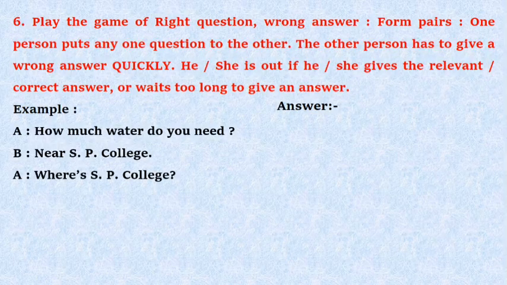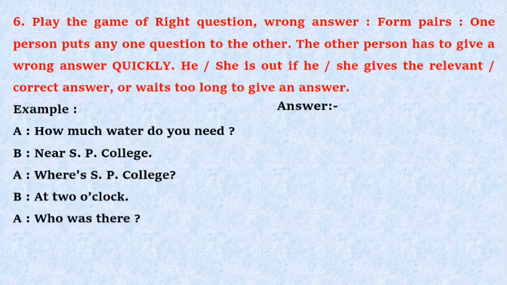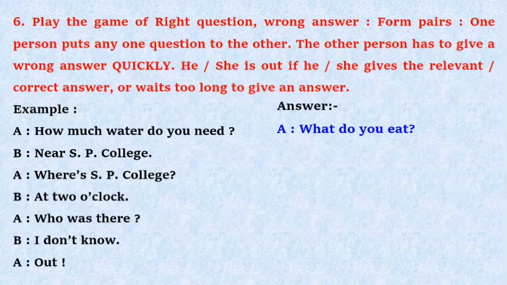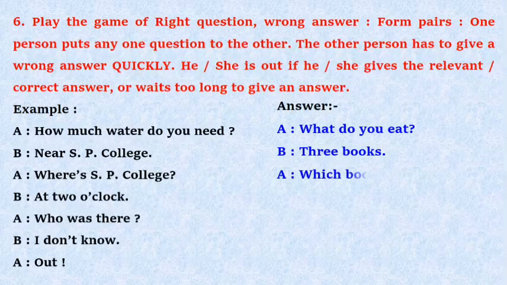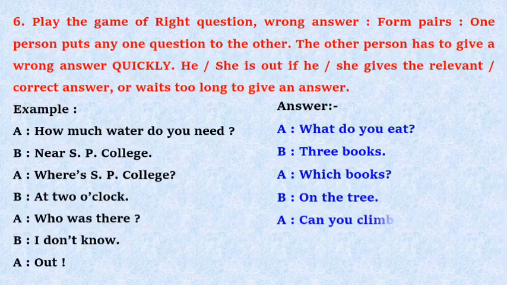A: Where's SP College? B: At 2 o'clock. A: Who was there? B: I don't know. A: Out. Answer: A: What do you eat? B: 3 books. A: Which books? B: On the tree. A: Can you climb trees? B: Of course.